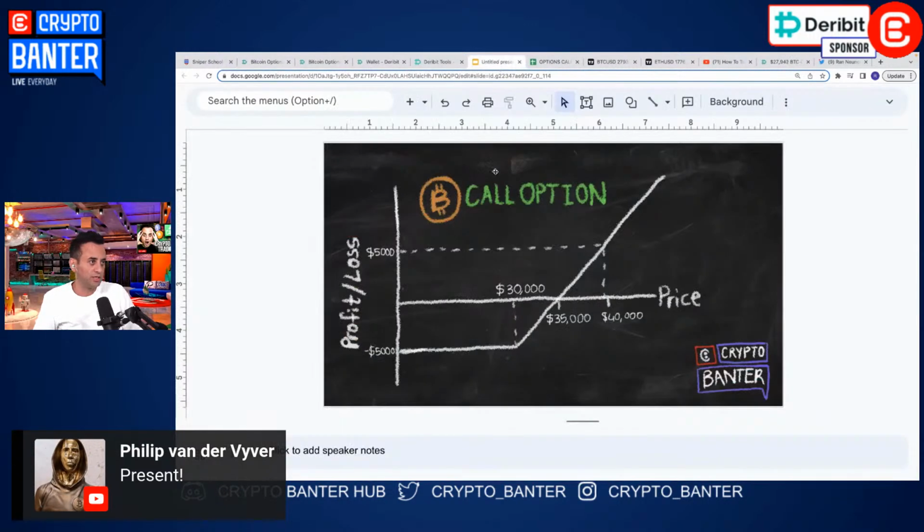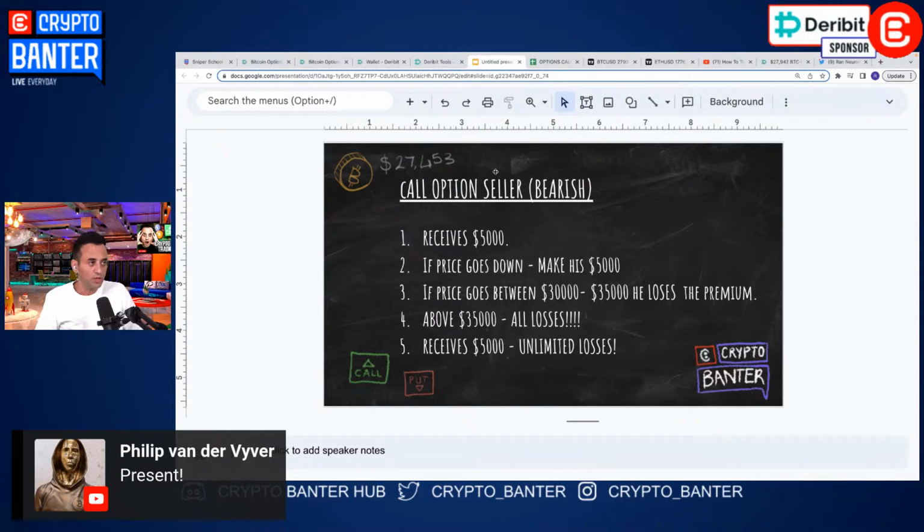So that's an example. Let me show you something else. That's a call option. Now, remember, if you're buying a call option, then there's somebody else who's actually selling a call option. There's got to be a buyer and a seller. Now, what does the seller believe?